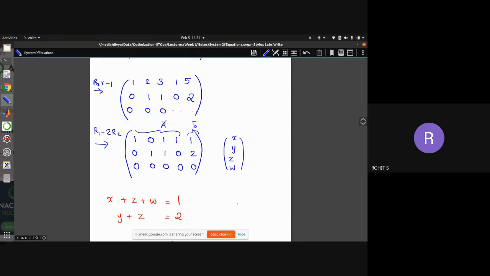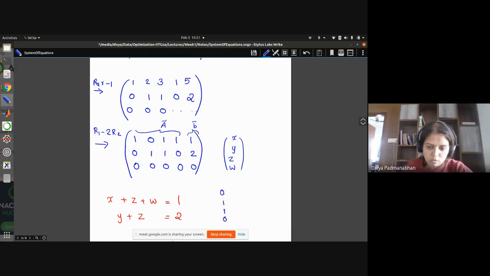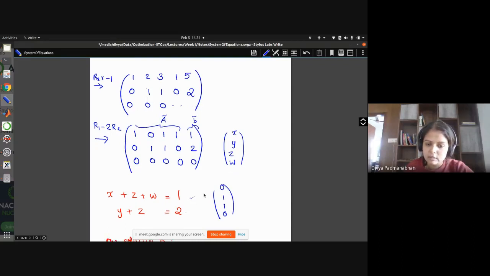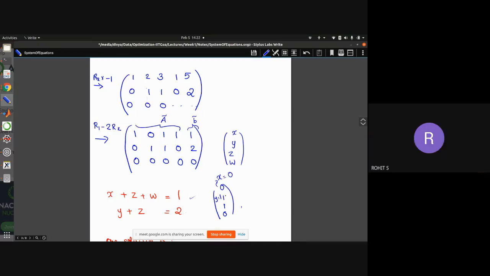0, 1, 1, 0, 1, 1, 0. 0, 1, 1, 0. So here, this one is satisfied and this one is also satisfied, right? And anything else? Can you tell something else as well? So this was obtained by fixing x equals 0 and y equals 1, and then you compute z and w in terms of x and y. So that's how 0, 0, 2, 0 also.